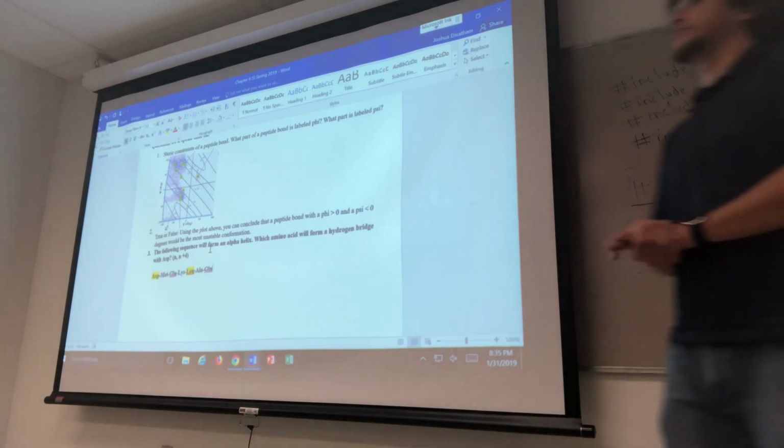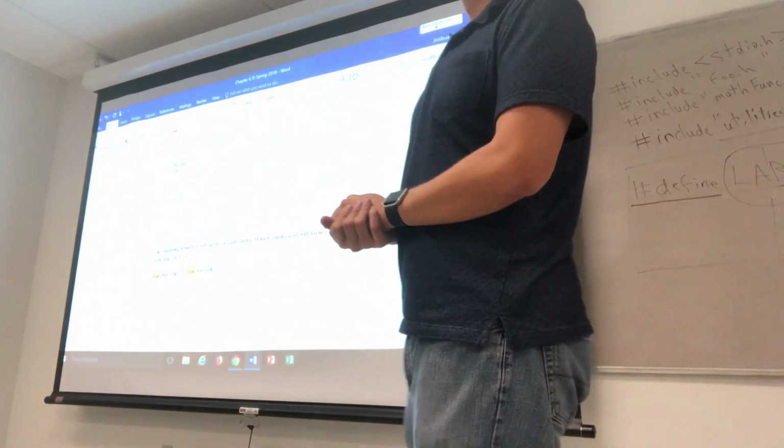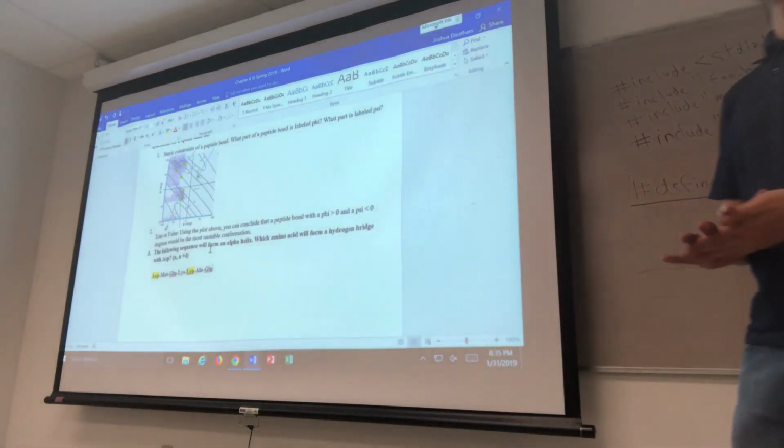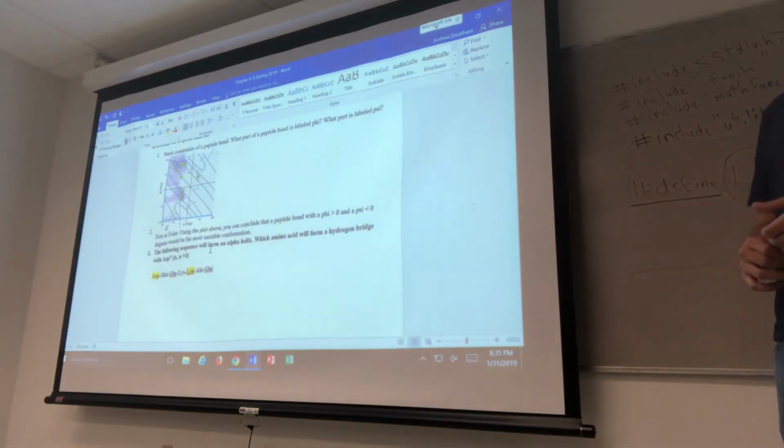So for the ionic bond thing, you gave an example where you had an alpha helix and the N and C groups were forming kind of like bridges.